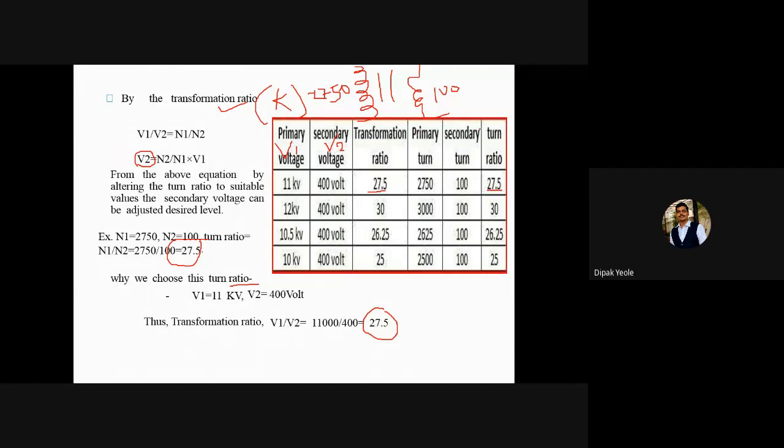Here there is a chart prepared based on the different readings of the turns and the different readings of the voltages. Here you can see 11 kilovolt by 400 volt, which gives you the transformation ratio 27.5. And if you are interested in the turns ratio, you have to divide primary turns by secondary turns. So no doubt this transformation ratio and turns ratio are the same to use the appropriate voltage range.